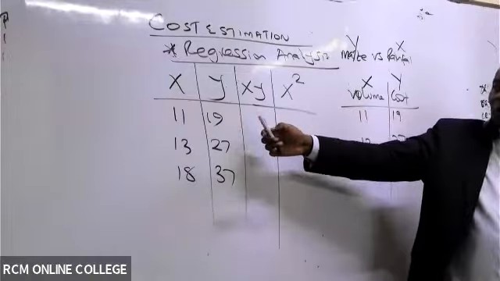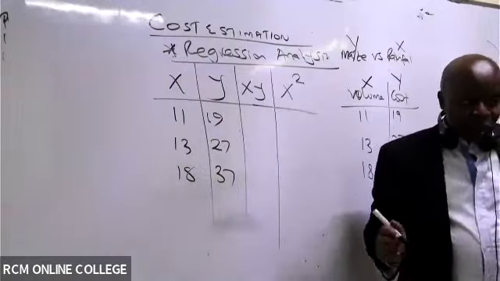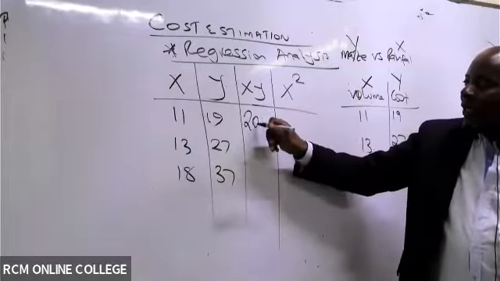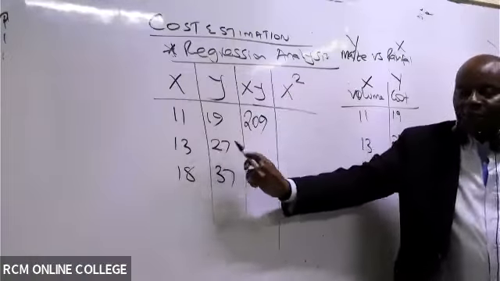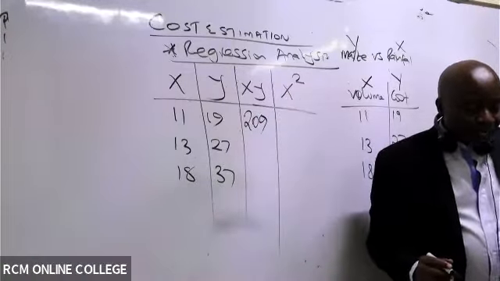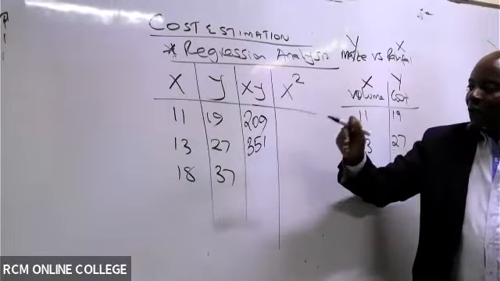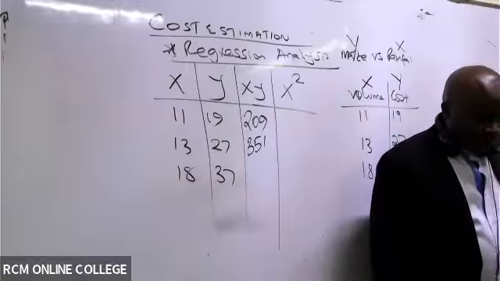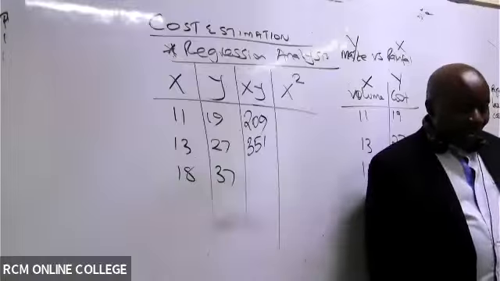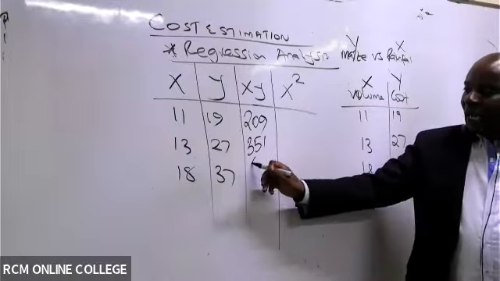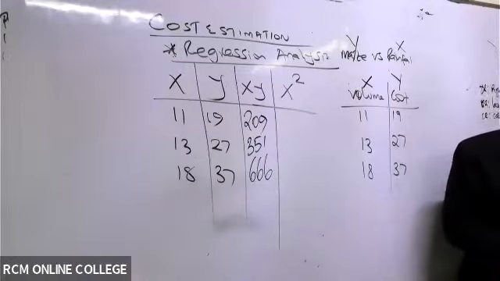XY means that you're multiplying. So 11 by 19 gives me how much? 209. Wow, great number, 209. So we are multiplying X times Y, 13 times 27. 351. This is a bad number, but we have to write it. I'm being told it's triple 6 like that, isn't it? We don't like it, right?